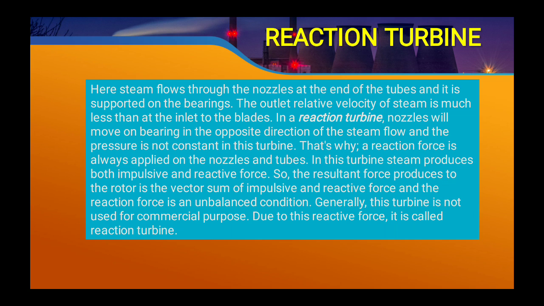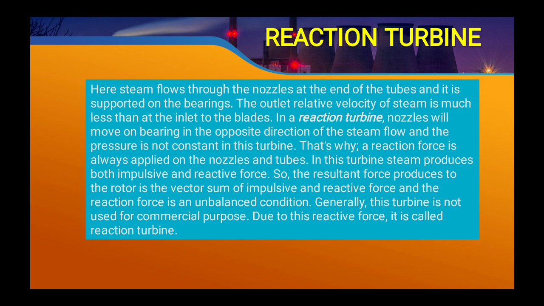Here the steam flows through the nozzle at the end of the tubes and it is supported on the bearing for rotation. And the outlet relative velocity of the steam is much less than at the inlet of the blades. In a reaction turbine, the nozzle will move on the bearing in the opposite direction of the steam flow, and the pressure is not constant in the turbine. That's why a reaction force is always applied on the nozzle and the tubes, so that there are two types of blades. One is the inner blade and another is the outer blade in the case of a reaction turbine.